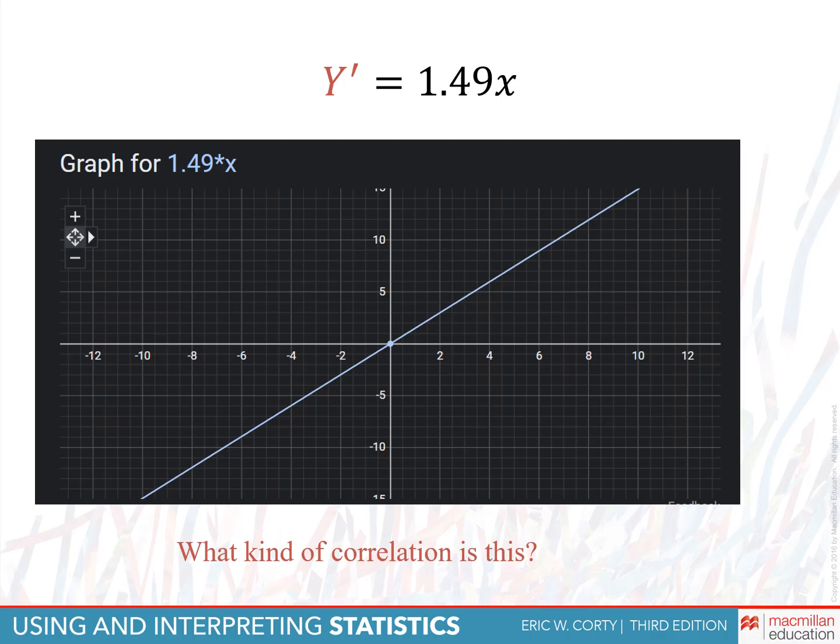And if we drew a graph of that commute time and blood pressure data, it would look like this. This is the regression equation we will be drawing. This is a positive slope because it goes up and to the right. You'll also notice that it's a positive correlation. As commute time increases, blood pressure is also increasing.